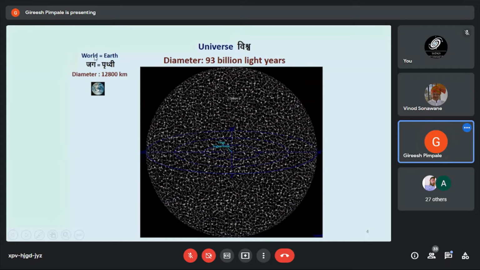So our Earth has a diameter of only 12,800 kilometers, while the universe, according to the present estimate, has a diameter of 93 billion light years. This figure is in light years, while this is in kilometers.